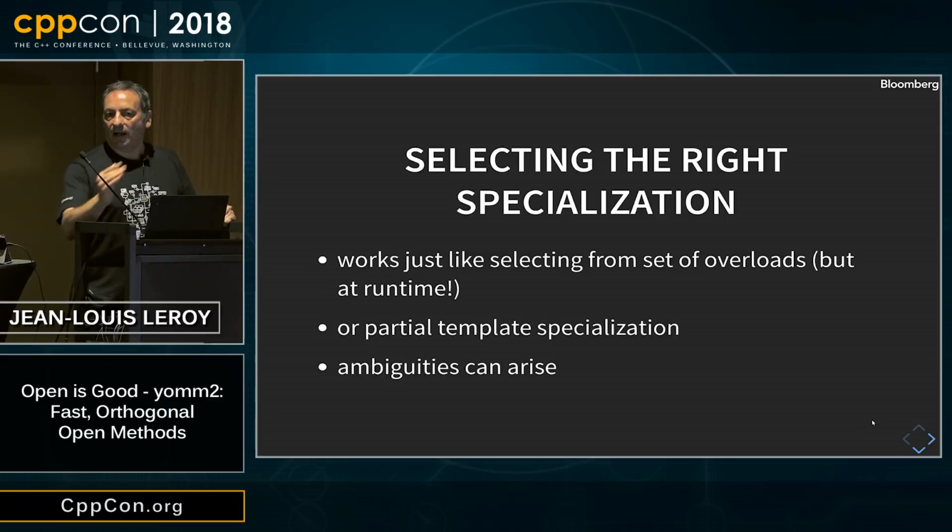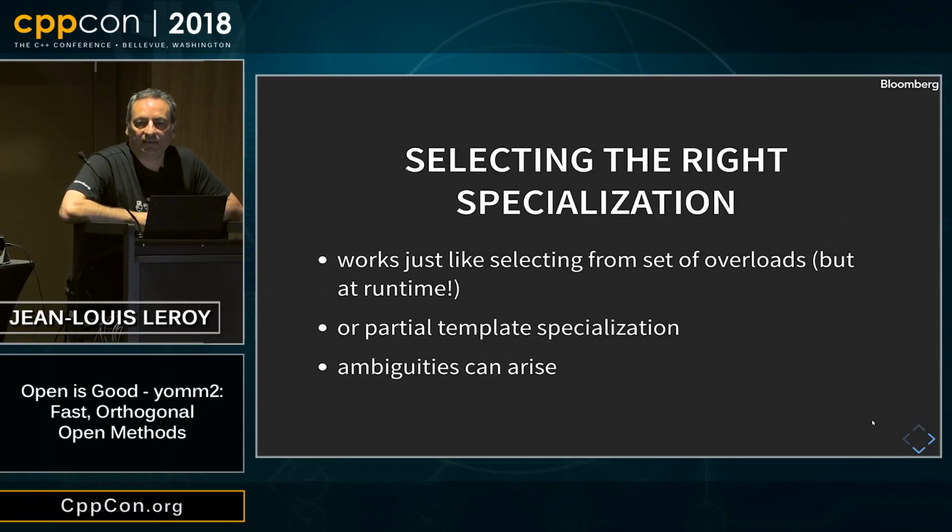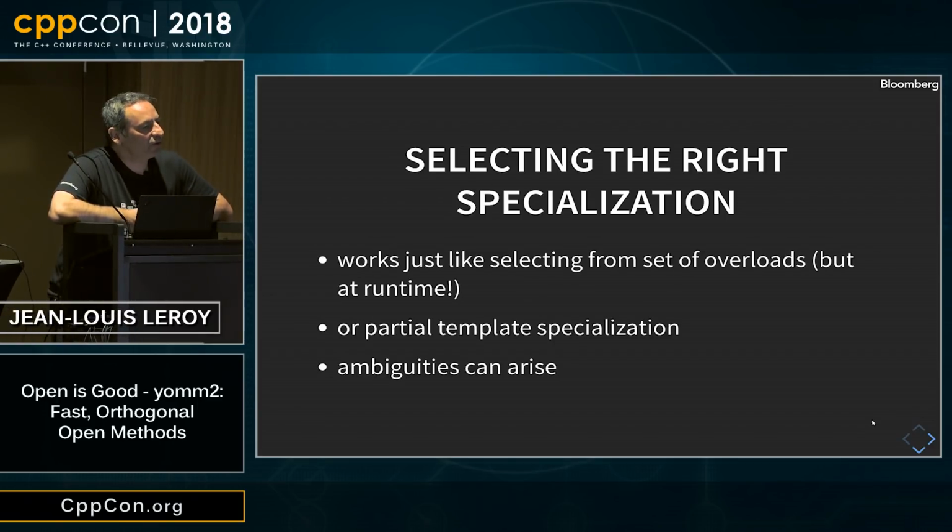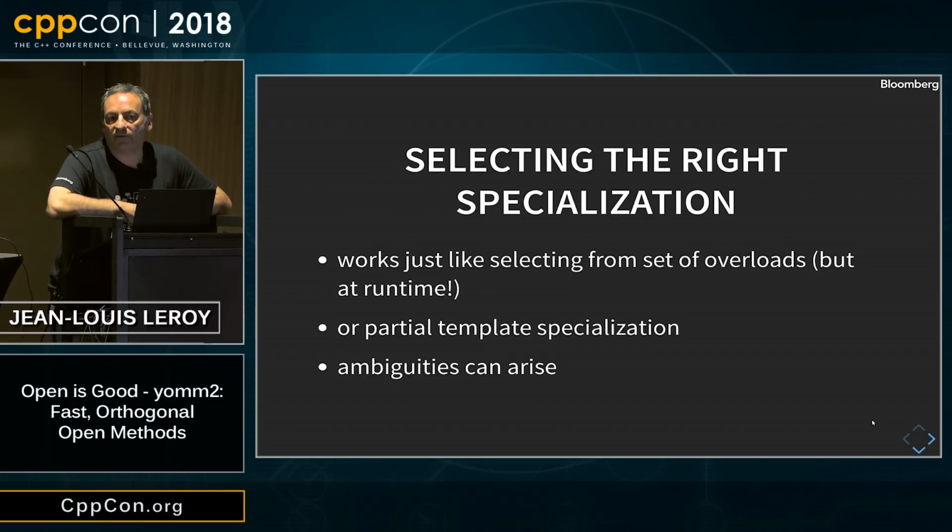And how does it select in presence of multiple virtual arguments? How is the function to be called selected? Well, I don't need to tell you. You already know the rules. It's exactly the same rules as overload function resolution, except that it happens at runtime. It's also exactly the same rules as partial template specialization. So you know the rules.